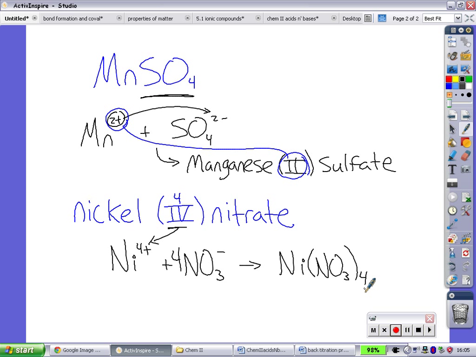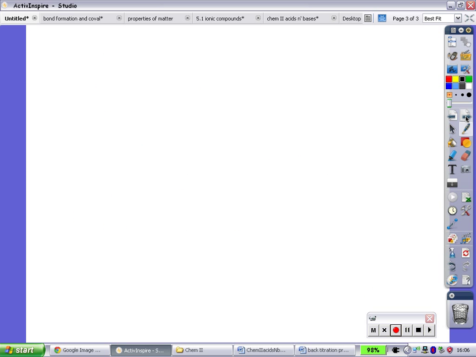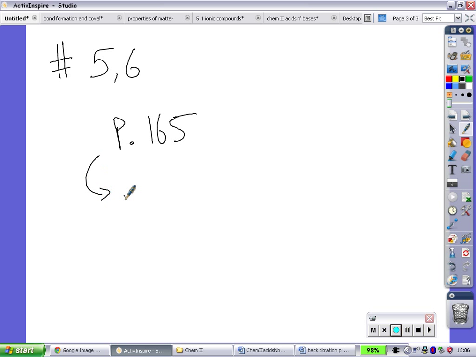You'll get some more practice at this. There are some steps for how to write the formulas for these compounds in your book if you look on page 164 and 165. What I'd like you to do now is continue your work from earlier in the week and do practice problems 5 and 6 on page 165. So go ahead and add those to problems 1 and 2 from page 158 and 3 and 4 from page 162. Remember, these were 5.1 practice problems.